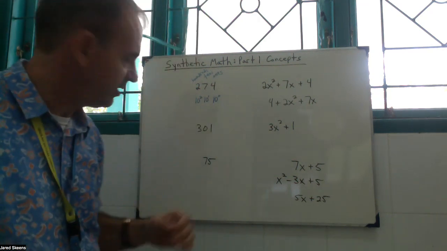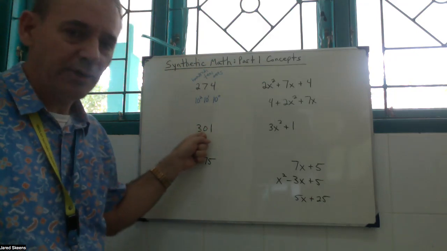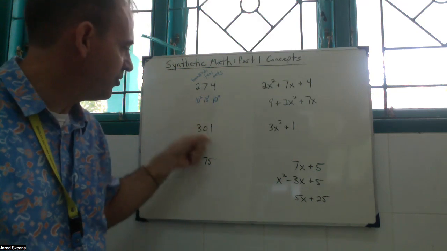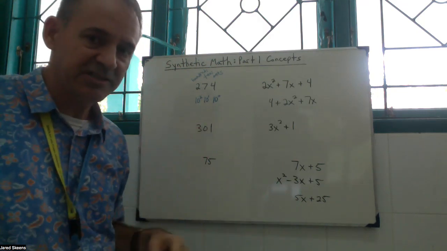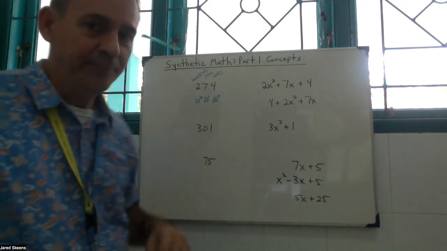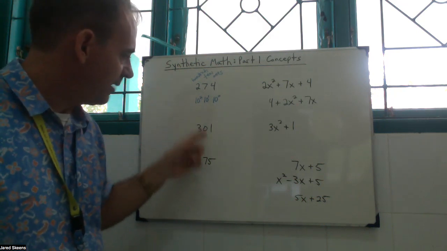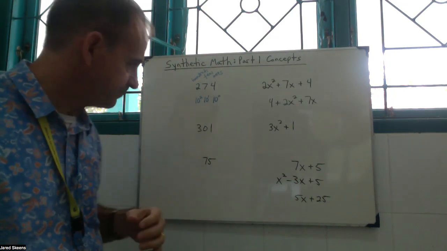Take another example here, the number 301. Notice the 0 is a placeholder because there are no tens. We can't just skip it. We can't say 31 for 301. We have to have that 0 as the placeholder so that people know there are no tens.